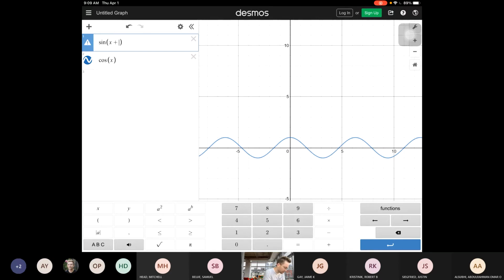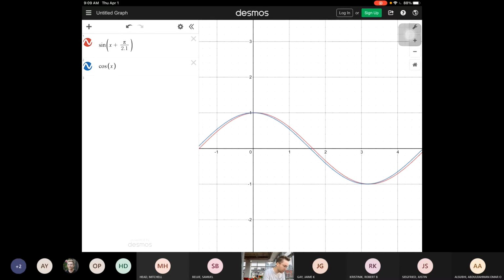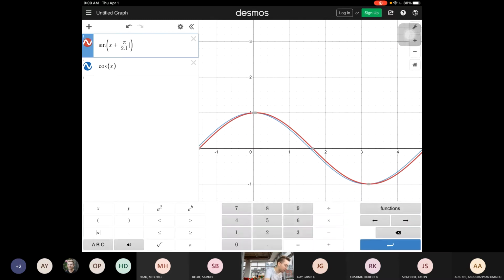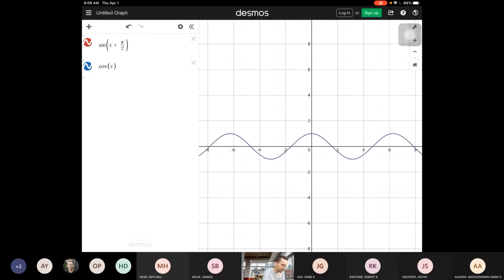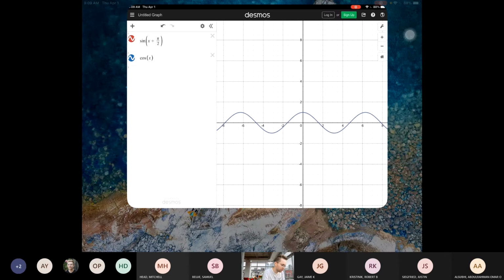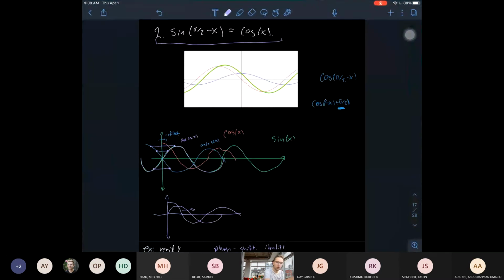Okay, so if we did sine of x plus, oh, I don't even know how to do pi on this thing. Oh, there it is. Pi over 2. Then look, well, that's not even that great. Pi over 2.1. Okay, so you can kind of see now, if we did 2.1, then they'd be almost on top of each other. It's kind of hard to see, but if we make this exactly 2, then they're on top of one another. So we move it over, and then they're on top of one another. Okay. I think it's clear. Great.